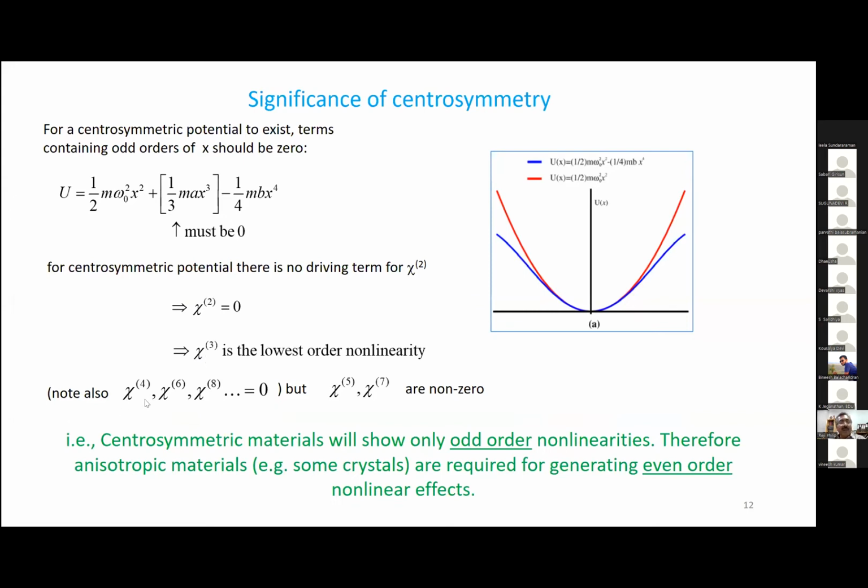We will also have chi4, chi6, chi8, etc. equal to 0, but chi5, chi7, etc. are non-zero. But practically, these high susceptibilities we don't really encounter in practice. So usually, when we do nonlinear optical experiments, we can be okay with chi2 and chi3 effects. So we need anisotropic materials, that is some crystals, for generating even order nonlinear effects. Otherwise, we cannot get the second order nonlinearity.